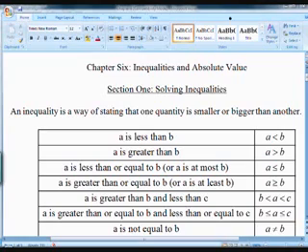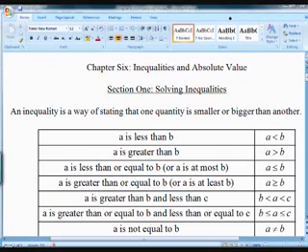Today is the 14th. Chapter 6, Inequalities and Absolute Value. Section 1, Solving Inequalities. Like I said, it's so much like solving equations, it's not even funny. It says, an inequality is a way of stating that one quantity is smaller or bigger than another.